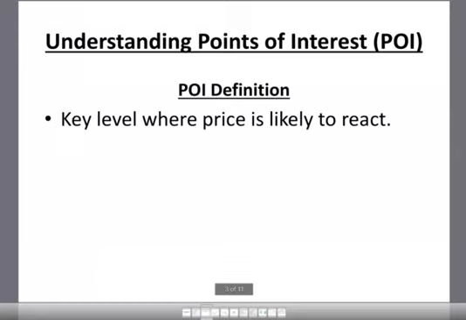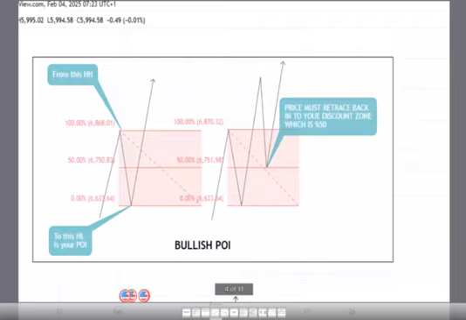Understanding point of interest, POI. Key levels where price is likely to react. This is not the entry level you were hearing about before; that was not a key level. This is POI. We have different types of levels. Levels just mean a place where you are expecting the market to move from. So this is POI: the level where price is likely to react.